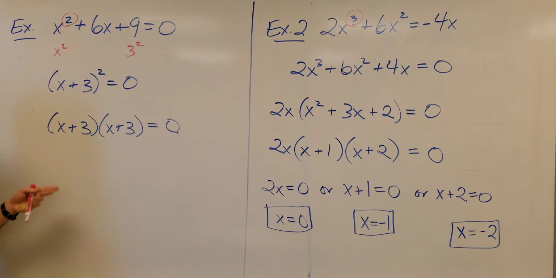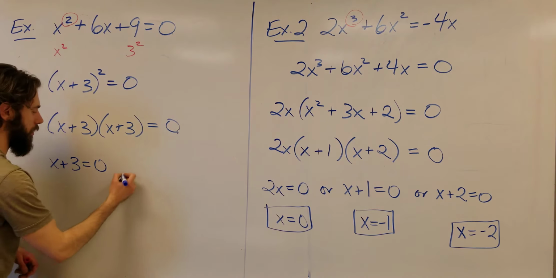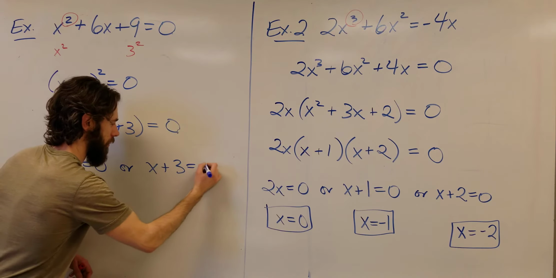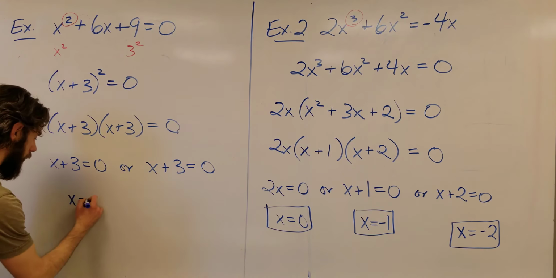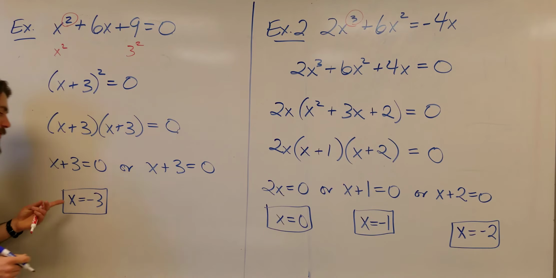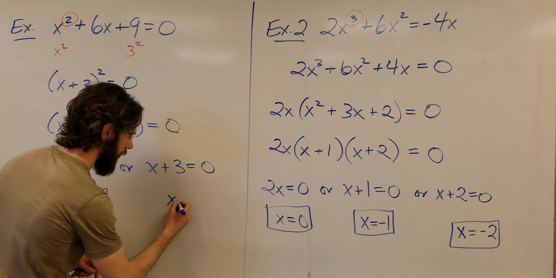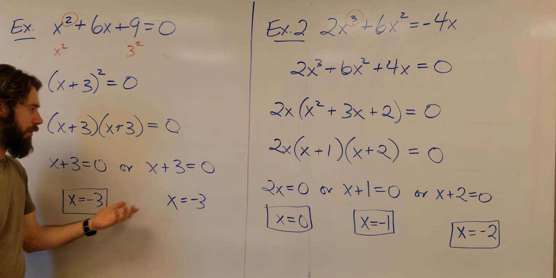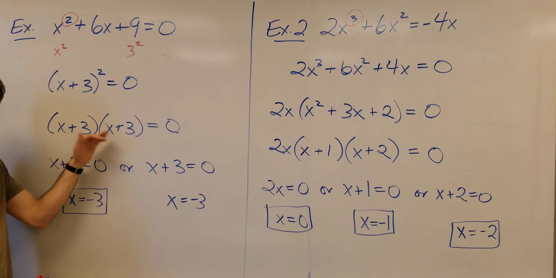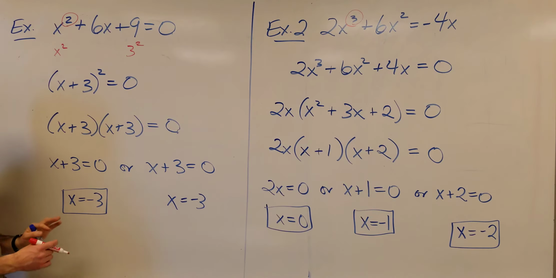And then when we split them up with the zero product rule, we get x plus 3 equals 0 or x plus 3 equals 0. They're the same equation. So solving them both, we get a duplicate solution. So there is actually only a single solution to this equation. It's almost as if it can happen twice. I would just circle the 1 because that's redundant.